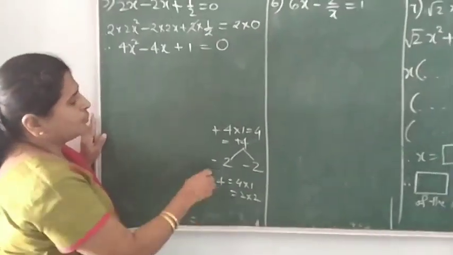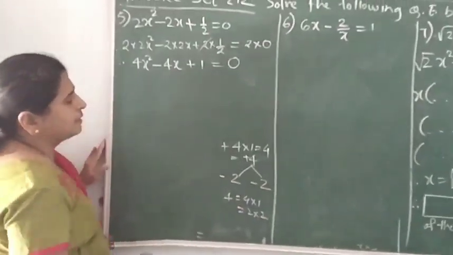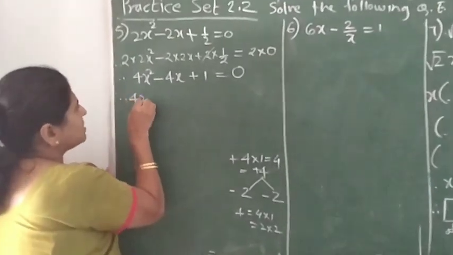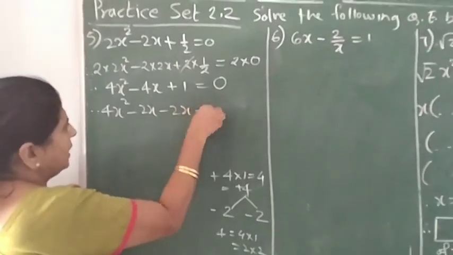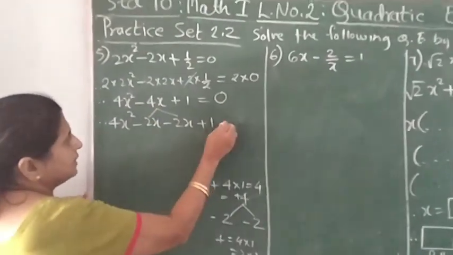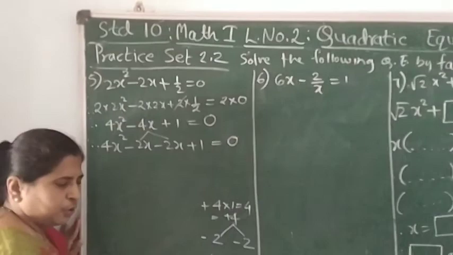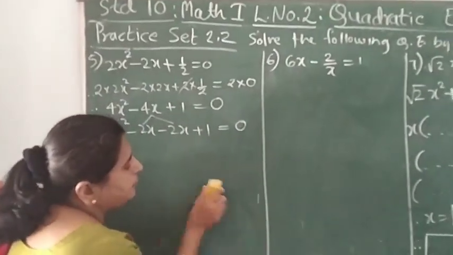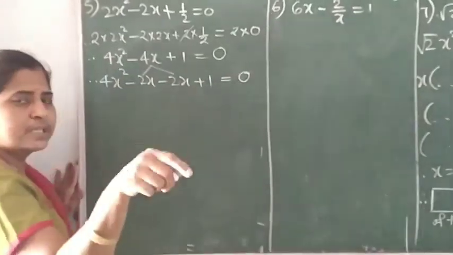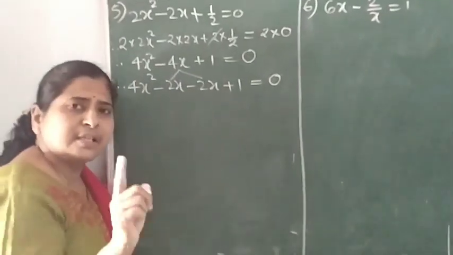Okay. So we have got these factors here and now let's write 4x² - 2x - 2x + 1 = 0. So we are splitting this middle term like this. To know more about this method, you can see the previous videos, whose link is given in the description box.